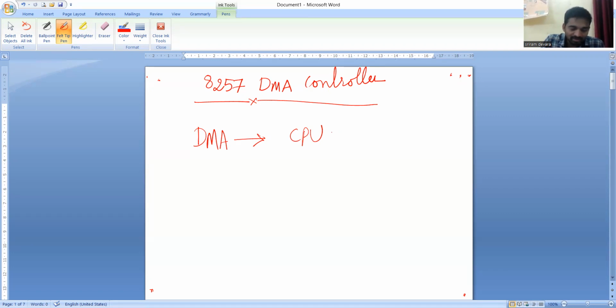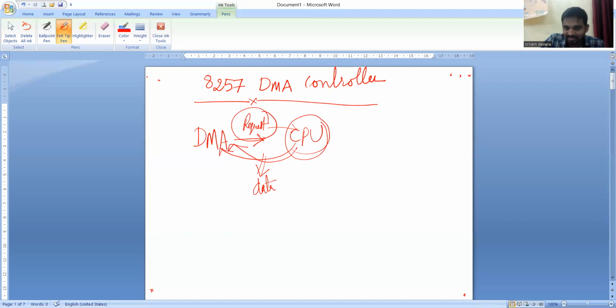The DMA data transfer is initiated only after the HLDA signal is received from the CPU. So what happens here? In this DMA controller, a DMA request is sent to the CPU. Now the CPU acknowledges after allocation of the address bus, control bus and data bus. These buses will be handed over to the DMA controller. Therefore, here the transfer takes place.